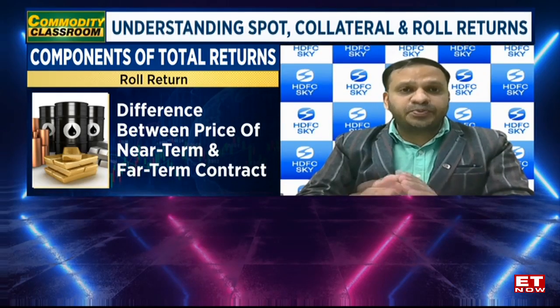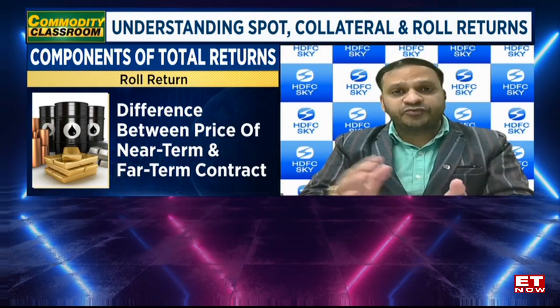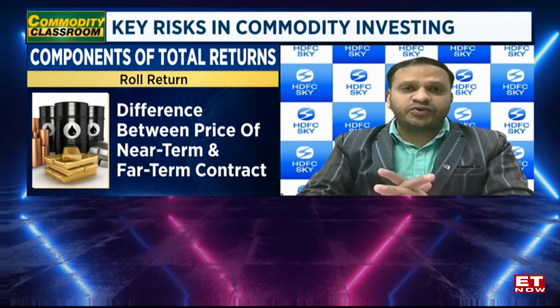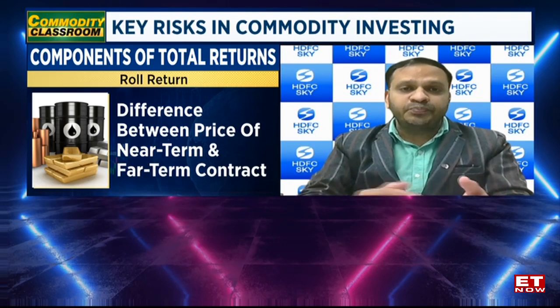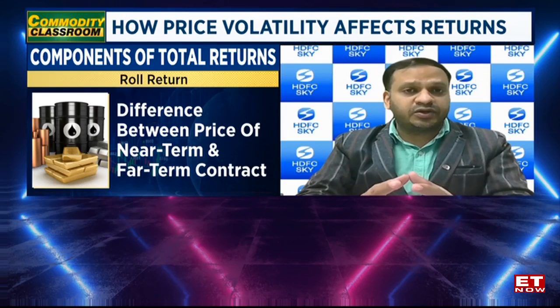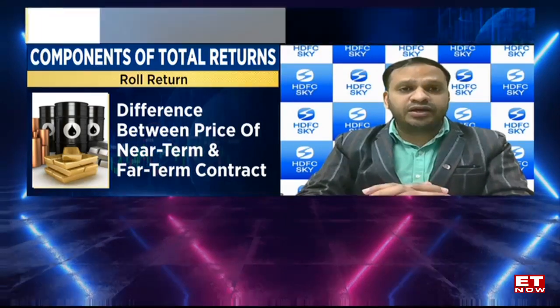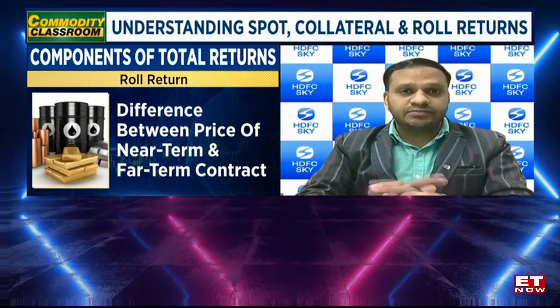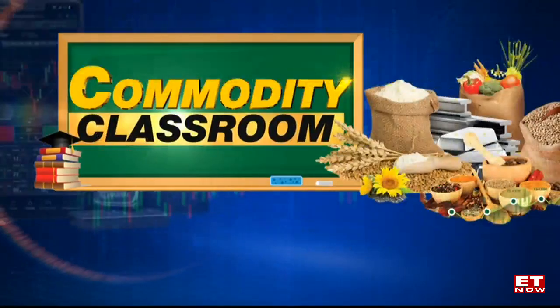So the difference between the current price and future price is called the rollover return, or we can say this is also a spread trading kind of thing. So these are three types of returns in the commodity market which traders are using to catch returns, and these are the components of total return.